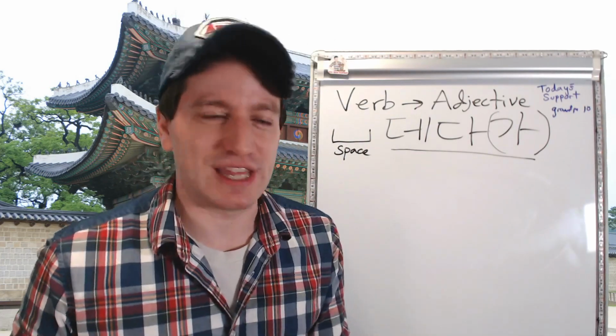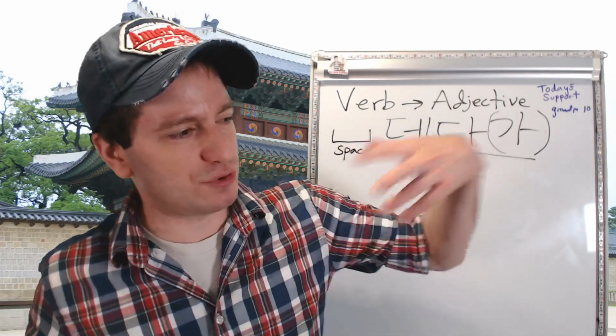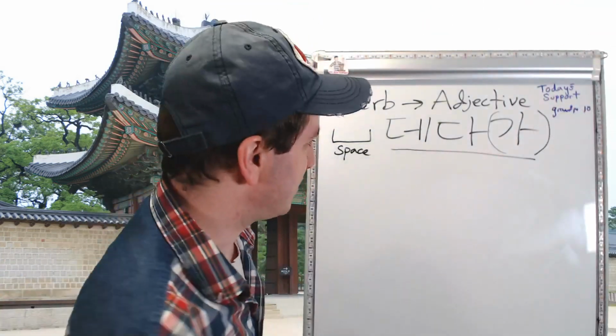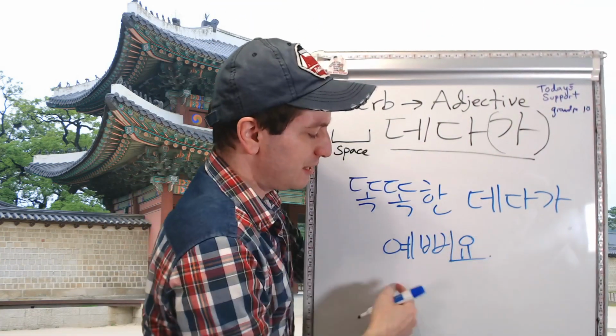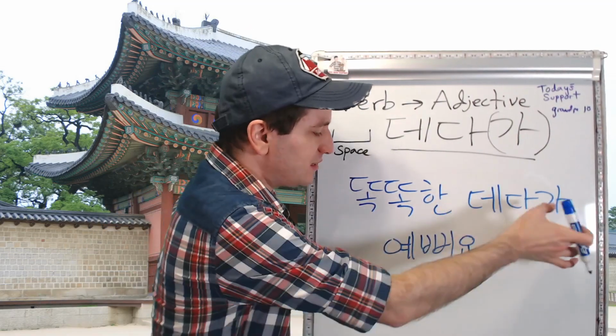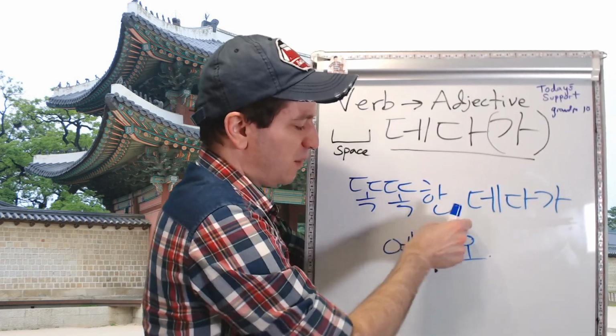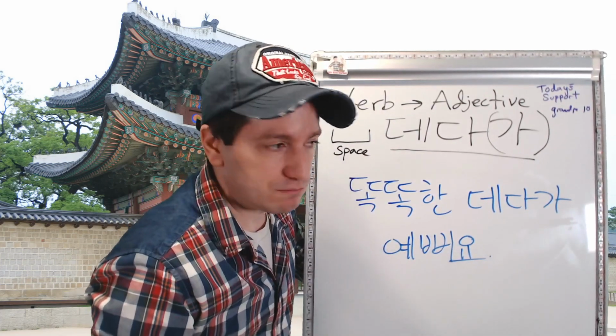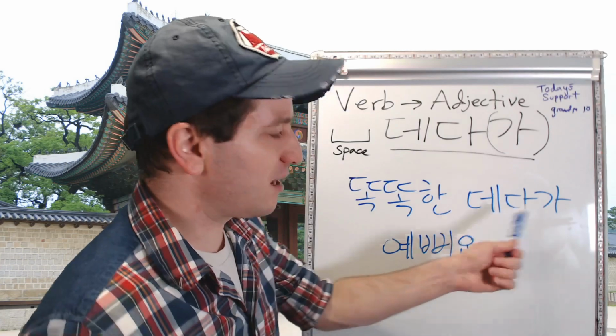How is this form used then? Do you just say on top of being pretty, she is also smart? 똑똑한 데다가 예뻐요. You can say sentences like this. 똑똑한 데다가 예뻐요. In addition to being smart, she's pretty. This is not the most common way this 데다가 form gets used.